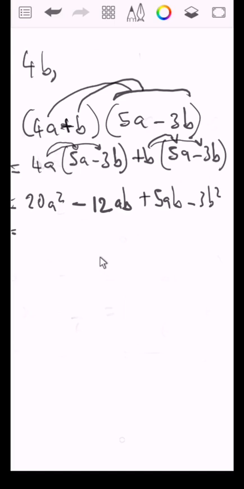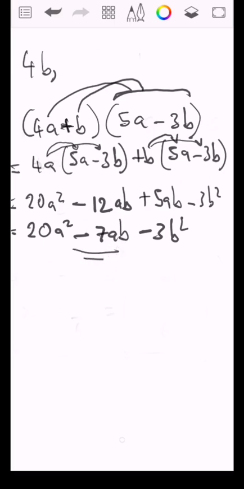So 20a squared has no like term. We have no other term with a squared in it. Minus 12ab plus 5ab. Since we have a negative and a positive, we are going to subtract normally and take the sign of the bigger number. That means we are going to say 12 minus 5, which is what? 7. Then we write 7, it's 7ab. We look at which sign belongs to the bigger number, which is minus. So it's 20a squared minus 7ab. Then minus 3b squared.